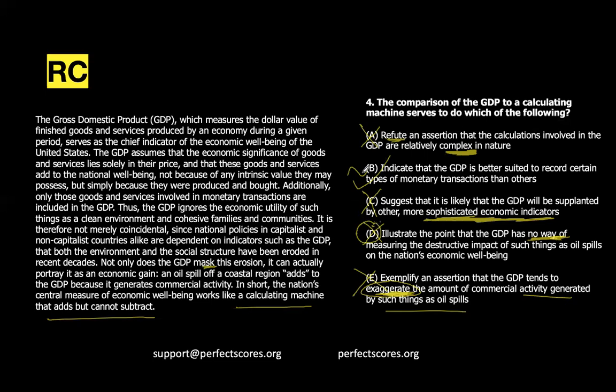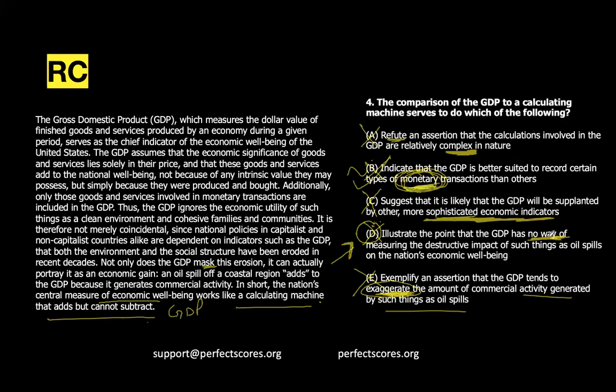Wait, let me check the answer to this. Just comparing it to the calculator, right? It says the nation's central measure of economic well-being, so GDP, works like a calculating machine that adds but cannot subtract. Certain types of monetary. Yeah, I think B is wrong because it also talks about the money. I did not consider that before. So B is wrong. The actual answer is D. Yeah, B is wrong because of the monetary part.